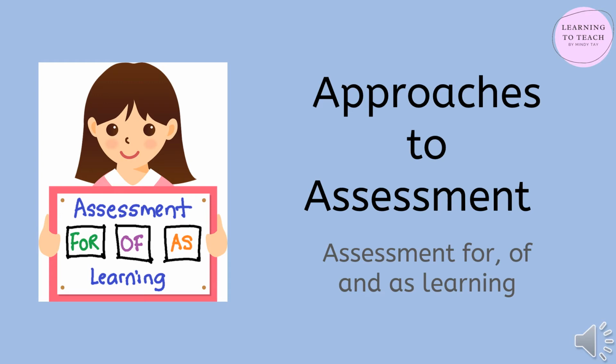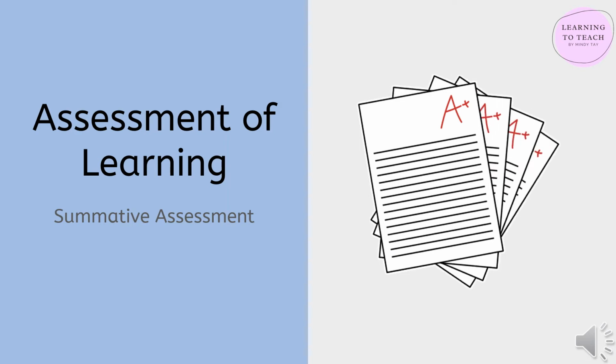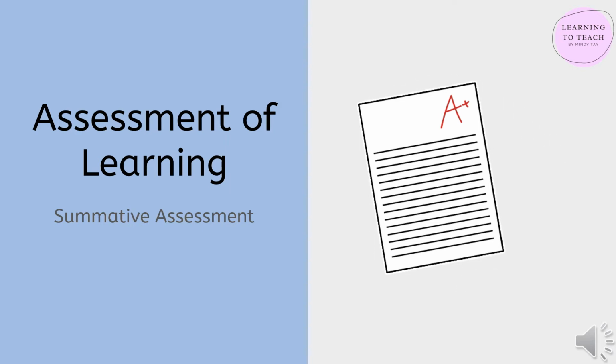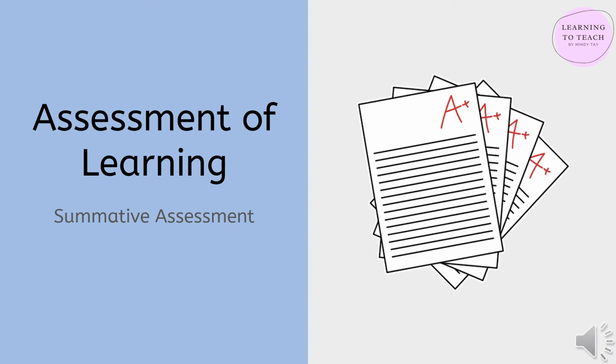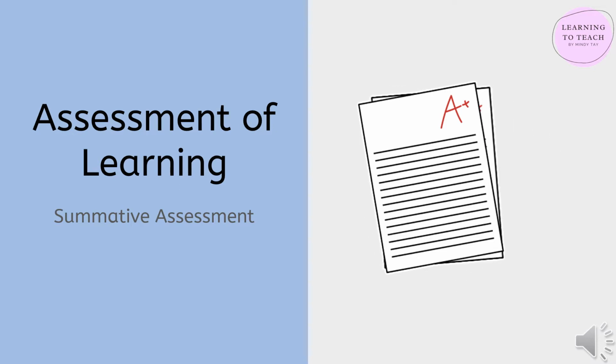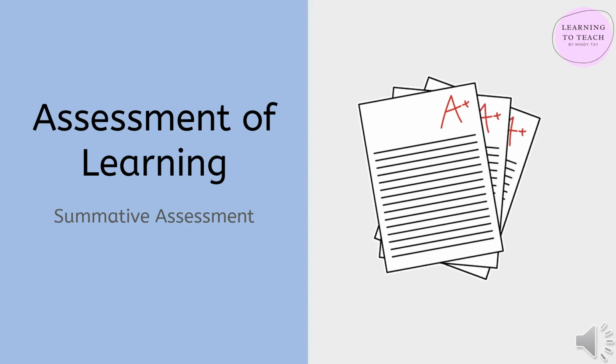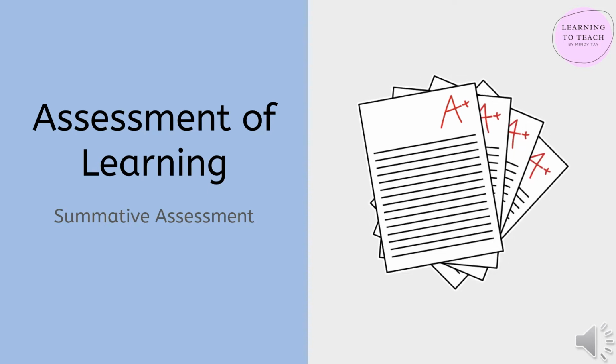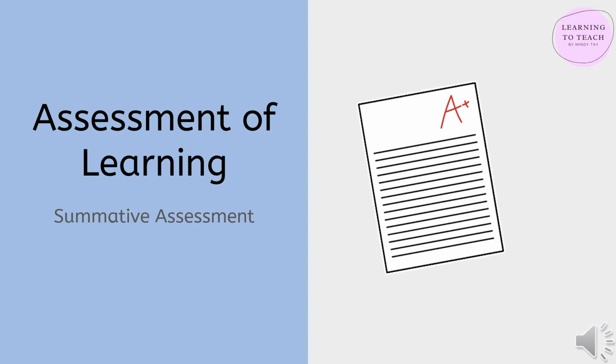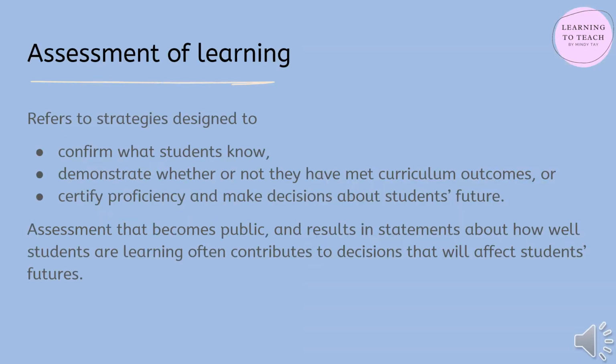Approaches to Assessment Part 2, Assessment of Learning. Assessment of Learning, also known as summative assessment. The emphasis of AoL is on the end result, where assessment informs students, teachers, and parents, as well as the broader educational community, of achievement in order to celebrate success, plan interventions, and support continued progress.